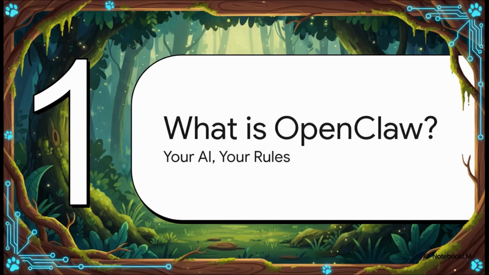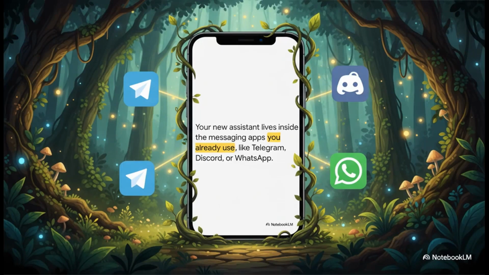What is OpenClaw? And the title here says it all. Your AI, your rules. See, this isn't just another chatbot. It's a really powerful tool that's actually designed to plug directly into your personal workflow. And you know what the best part is? You don't need to learn some new special app to use it. Your new assistant connects right into the messaging platforms you're already using every single day. We're talking Telegram, Discord, WhatsApp. You can literally just open your phone and start chatting with it.